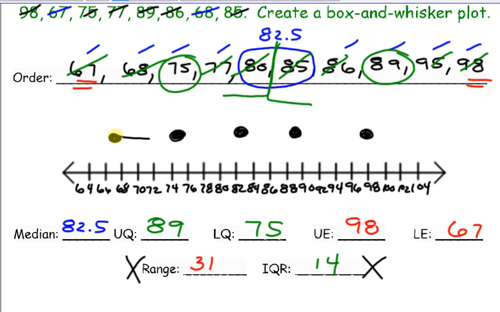So I like to make my whiskers first, and then I will make my box. And don't forget the line down the median. That wasn't a very good line, so let's try that again. There we go. And that is your box and whisker plot.